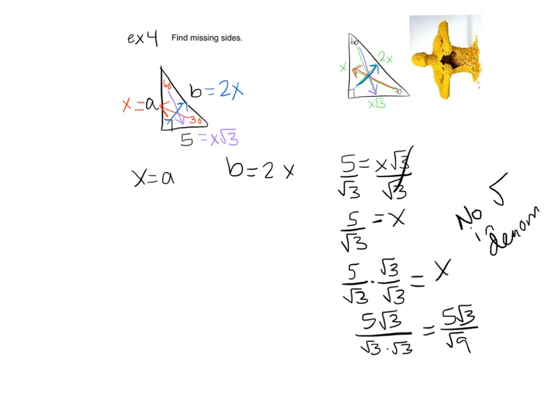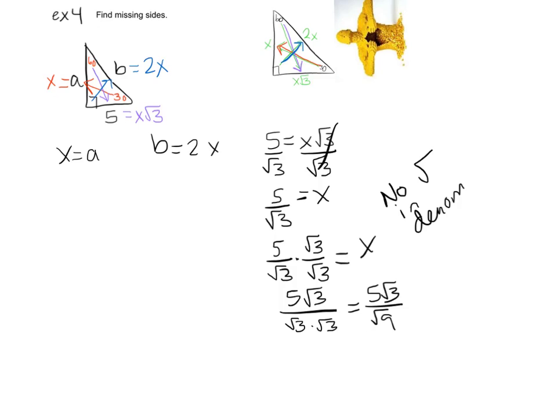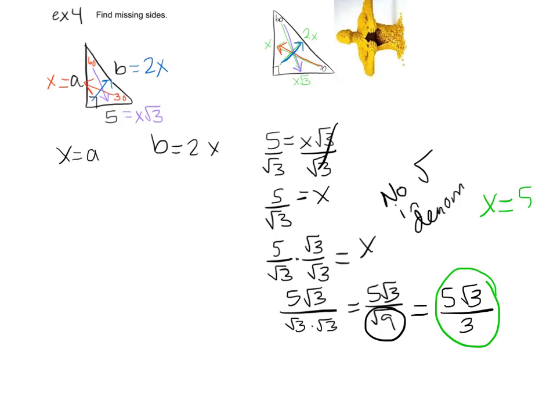I need to move this over just a little bit. That leaves me with 5 square root of 3. What's the square root of 9? 3. Now right here I need to check, can I simplify 5 over 3? No. That means that my x value, that side right here, is 5 square root 3 over 3.